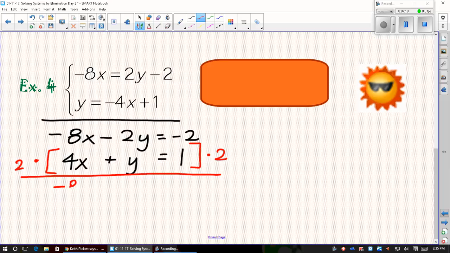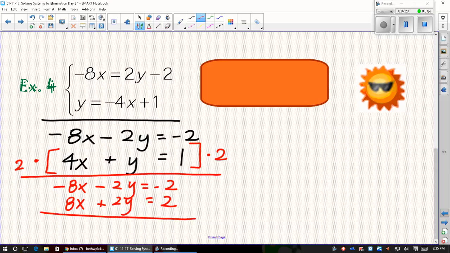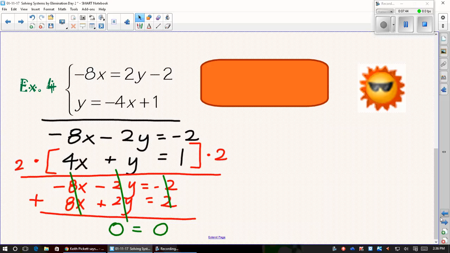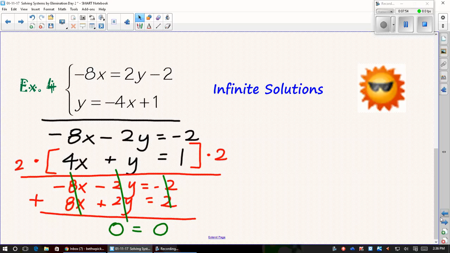So the top one is negative 8x minus 2y equals negative 2. Now the bottom will be 8x plus 2y equals 2. Add these two equations together. That makes 0, that makes 0, so I have nothing but 0, and it turns out this also makes 0. So again, no variable, special case. So look at the remaining statement. That will always be true. There are lots and lots of things that I could plug in for x and y that will make 0 equal 0. So this system of equations has infinitely many solutions.